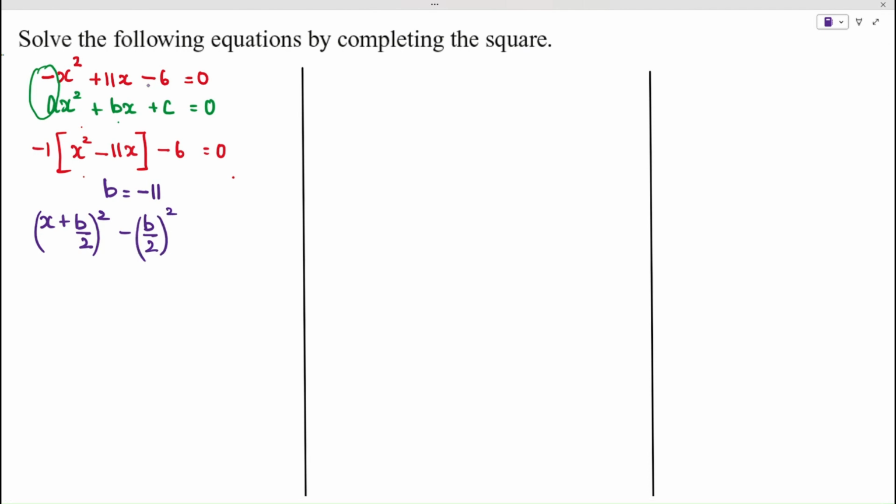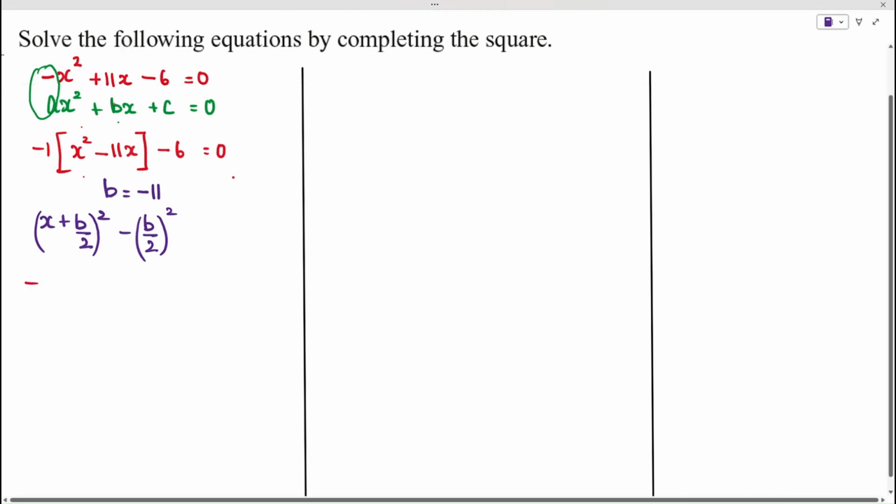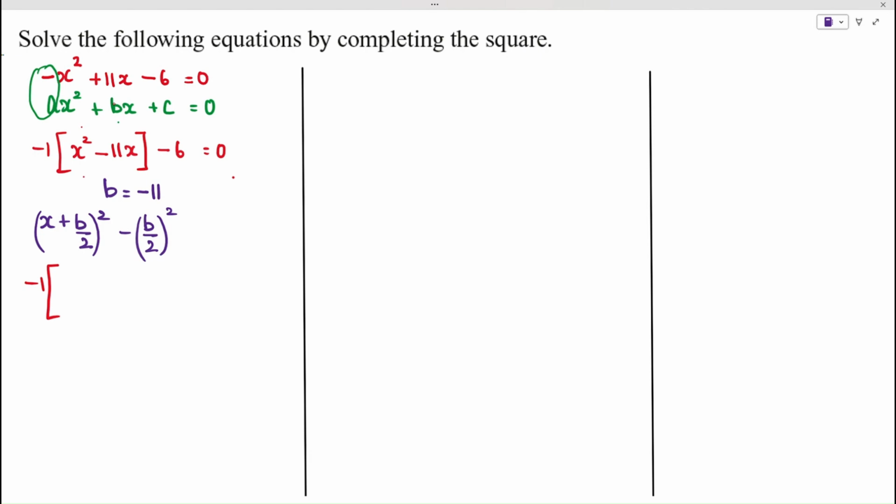And so we're going to substitute our value of b into this and replace the first two terms. And so we're going to get minus 1, in square brackets, we're going to have x minus 11 over 2 the whole squared minus, brackets, minus 11 over 2 the whole squared. Close our square brackets. We have minus 6 is equal to 0.